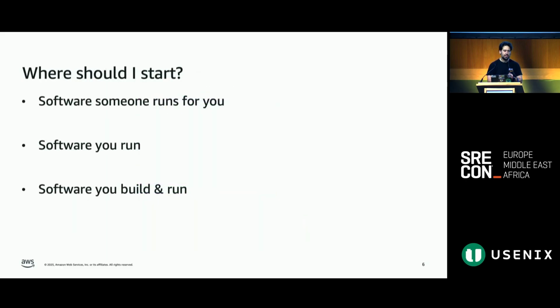The next question customers ask is where should we start, right? We have a lot of things running on compute. What are the easiest parts to start with and show maybe value, and then where should we move from there? And so I like to divide this into 3 parts. The first one is software someone runs for you. The second is software that you run. And the last one is software that you build and run yourself.